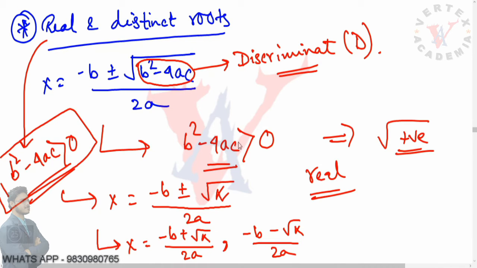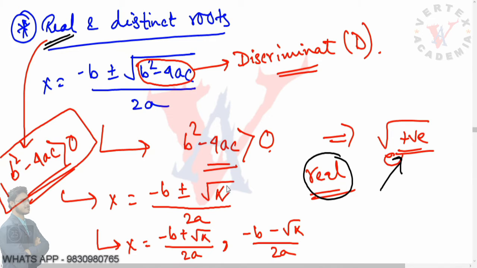When b square minus 4ac is greater than 0, then under root will be positive, right? And when under root will be positive, then the whole thing will be real. So the first condition to get a real root is satisfied when b square minus 4ac is greater than 0. Now if b square minus 4ac is greater than 0, we will get under root k, where k is also greater than 0, obviously, as k is b square minus 4ac.